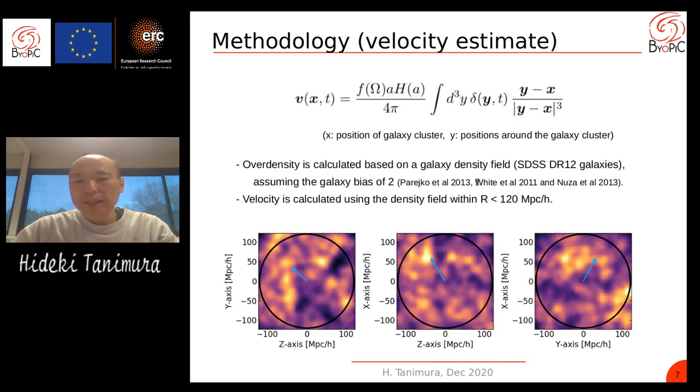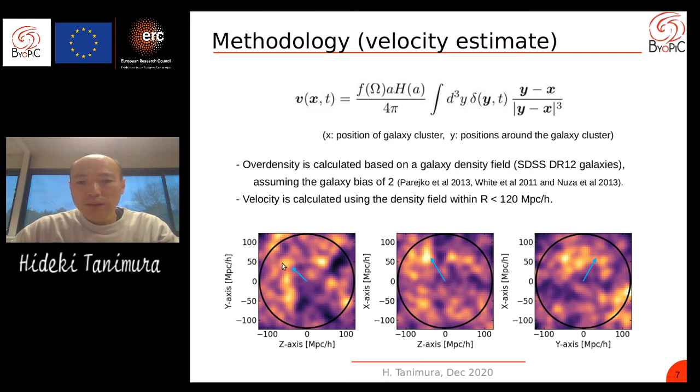But first, we need to estimate the peculiar velocity of galaxy clusters. For this, we use this linear equation. In our analysis, we fix the cosmology. So these terms are determined from cosmological parameters. To estimate the density field around galaxy clusters, we use the SDSS galaxies, assuming the galaxy bias of 2 from other studies. As for the range of integration, we use the distance up to 120 megaparsec, because the early Planck result shows that the correlation of the velocity field reaches up to this scale, 120 megaparsec.